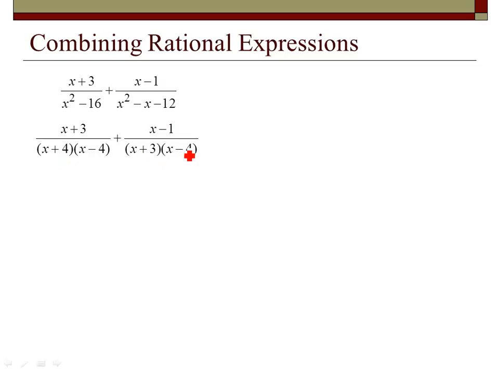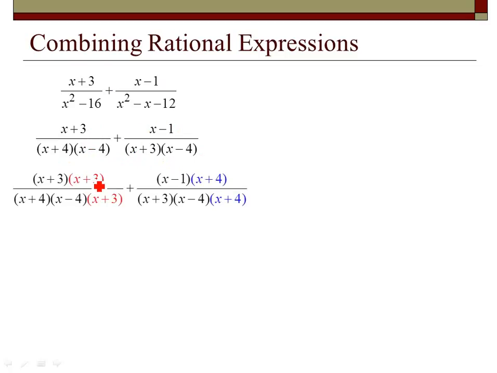So they have to have the same thing. So I need to put an x plus 3 on this one because that's what's missing for the first one. And on this part, I need an x plus 4. So I'm going to multiply top and bottom by x plus 3 for the first fraction. On the second fraction, I'll multiply top and bottom by x plus 4. This gives them the same common denominator.